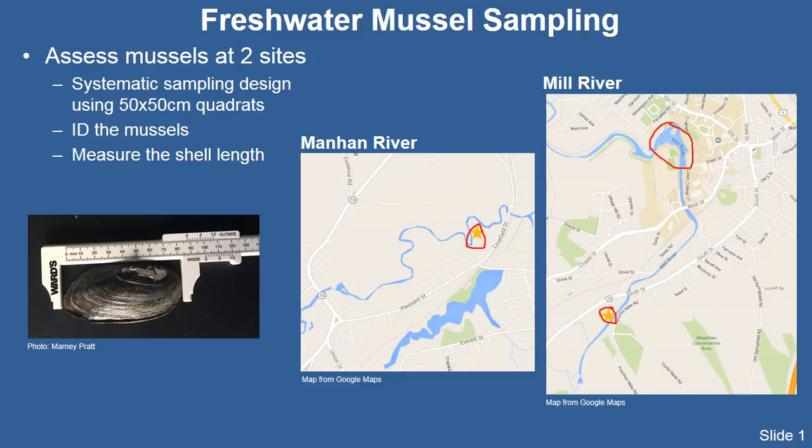So the mussel sampling site is downstream of the pond. Unfortunately, there aren't any good mussel sites upstream of the pond, so we're using the Manhan River as a control to compare what are just the background things that might be happening in the environment due to weather or predators or something else. So what we do at these sites is we do a systematic sampling design using 50 by 50 centimeter quadrats. We identify the mussels and we measure their shell length. So here you can see an example of measuring the shell length.